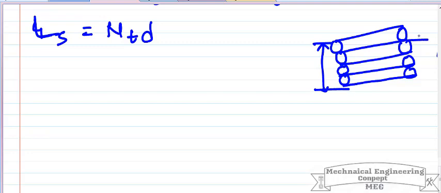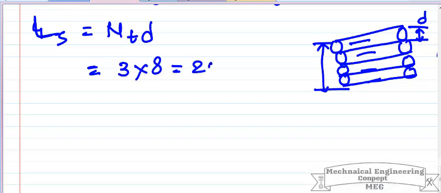So this is known as the small d, wire diameter, and 1, 2, 3, 4, these are the number of turns. Total number of turns into d will come out as solid length. Solid length, for that small d will be 3, total number of coils is 8, so 24 mm will be the solid length.